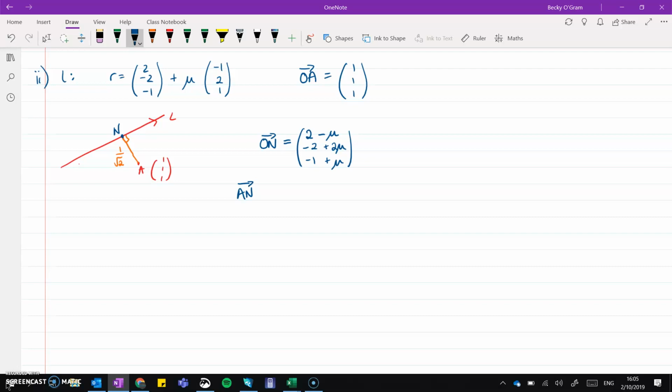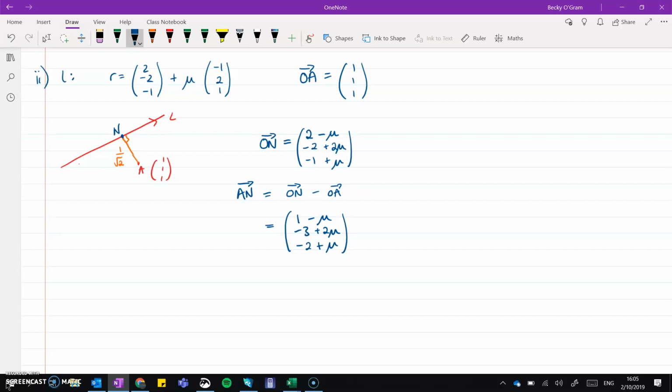Carrying on with that, we can work out AN. If we can get AN, then we can find its length and work out the distance from A to the line. So AN is ON minus OA. ON we just worked out up there. If we then take away A, which was 1, 1, 1, we will get 1 minus mu, minus 3 plus 2 mu, and minus 2 plus mu. Okay, so now we have AN in terms of mu.